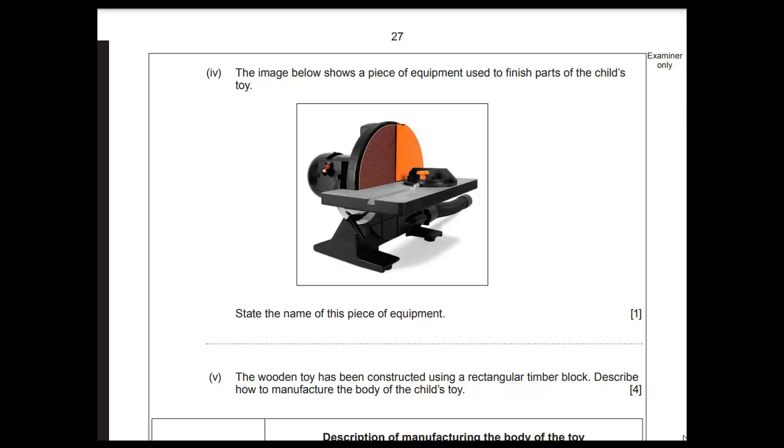So let's read the question for this part. The image shows a piece of equipment used to finish parts of the child's toy. So for 1 mark, we need to state the name of this piece of equipment. So at this point I'm just going to pause while you have a think of the answer, and maybe if you want to write down the answer and check it in a moment, that may be the way forward.